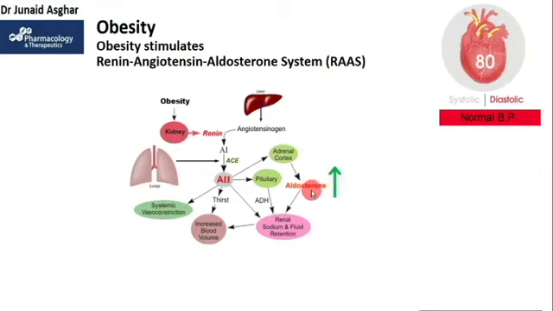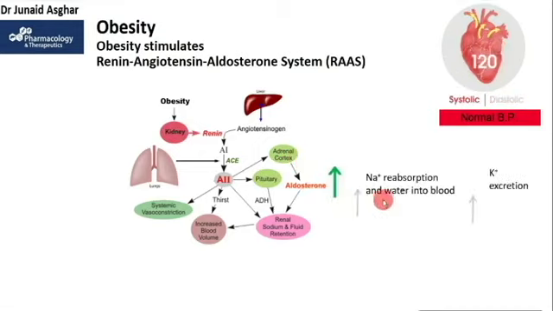Aldosterone, as I mentioned earlier, is a mineralocorticoid released by the adrenal cortex of the adrenal gland, and as you know, these glands sit above the kidneys. The main role of aldosterone is to cause the reabsorption of sodium, that is, increase the sodium concentration in the blood, and at the same time it also causes the excretion of potassium ions, thus it may lead to hypokalemia.